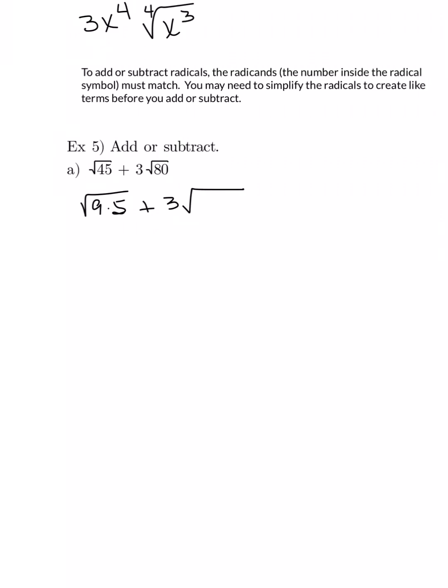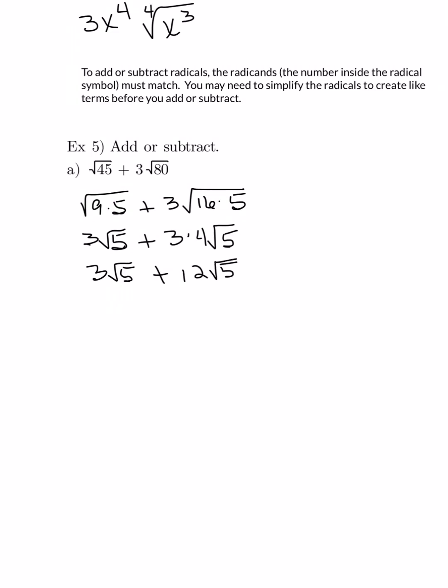80 is the product of 16 and 5. Our first radical will simplify to be 3 square root of 5. Our second radical becomes 3 times 4 square root of 5. Before we try to add, we're going to clean up that second radical. So the first one stays 3 square root of 5. The second one becomes 12 square root of 5.